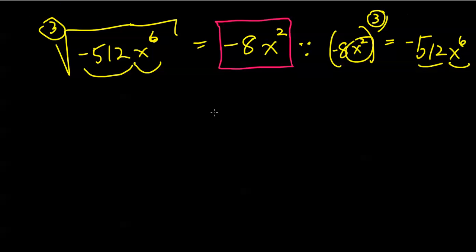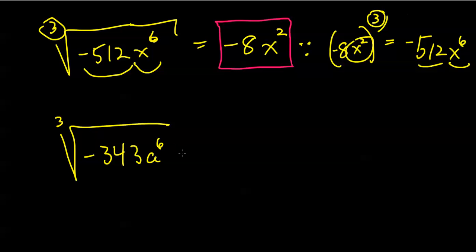One more, we'll call it a day. And what's the third root of minus 343 a to the 6th b cubed? And I claim that can be simplified.